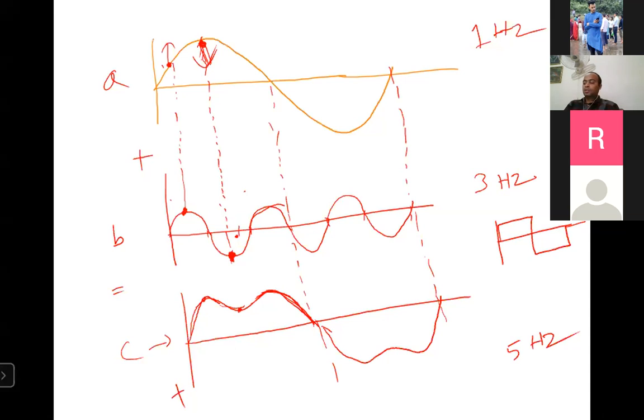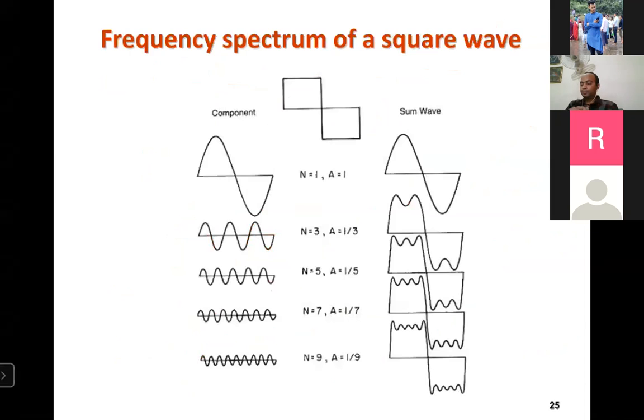That means when this 1 Hz signal and the 3 Hz signal are added, this one is called the third harmonic. Third harmonic means what? It is the odd multiples. The third harmonic, fifth harmonic or seventh harmonic, when they are added with the original sinusoidal wave, the signal will become like a square wave. Just look at this figure.